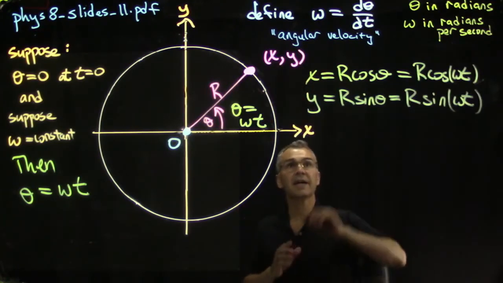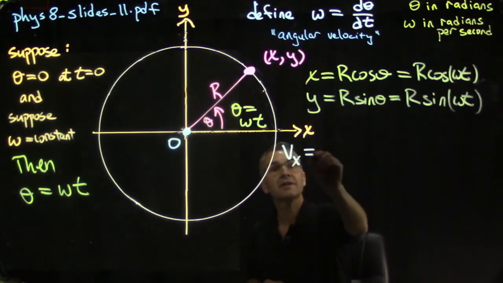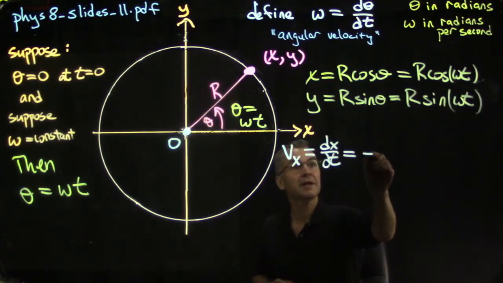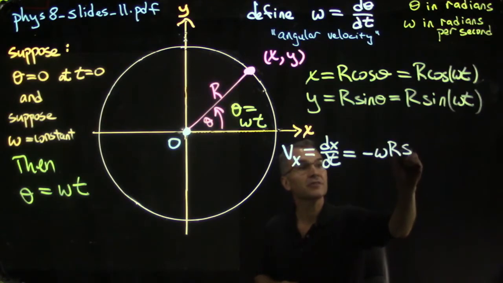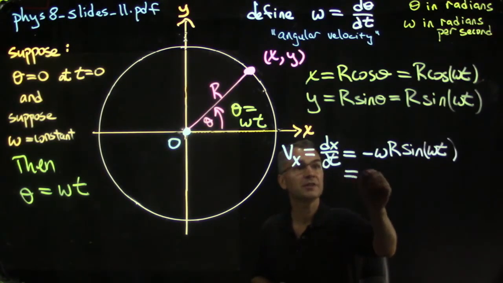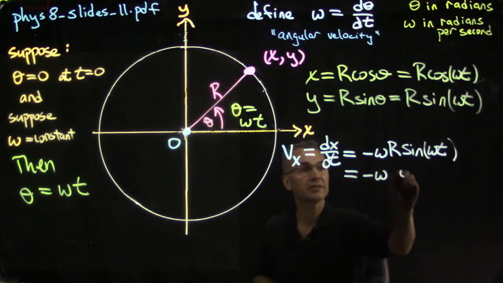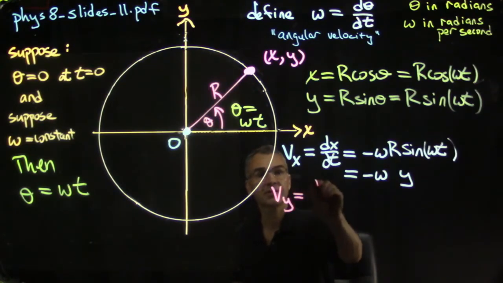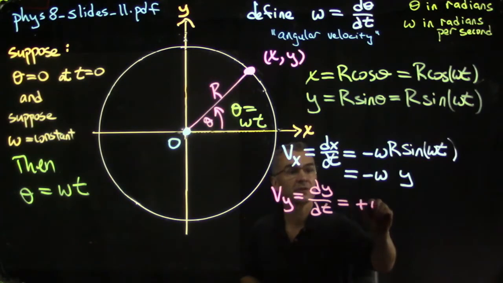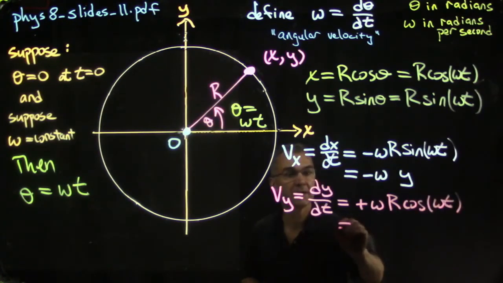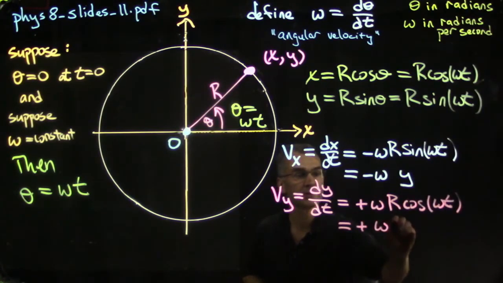Then the x component of velocity is dx by dt, which is minus omega r sine omega t, which, by the way, would equal minus omega times y. And the y component of velocity is dy by dt, which is plus omega r cosine omega t, which, by the way, equals plus omega times x.